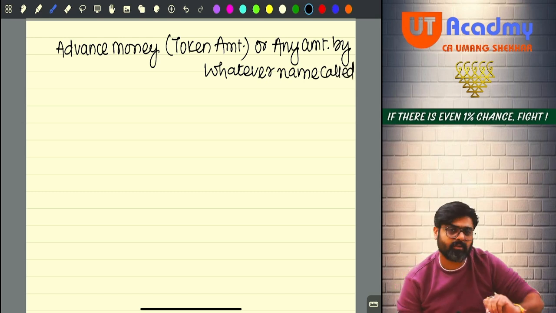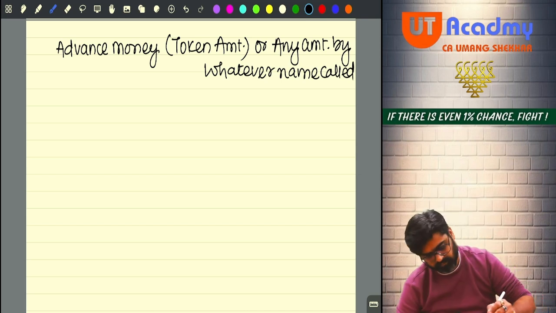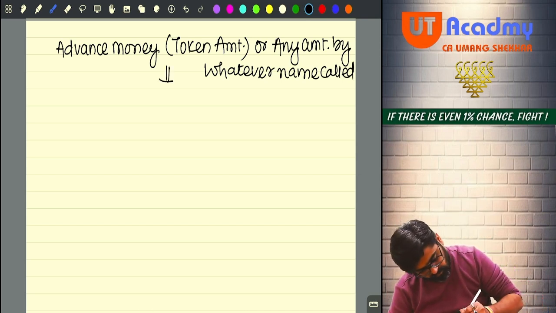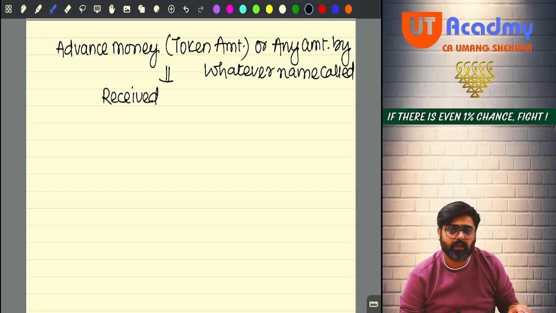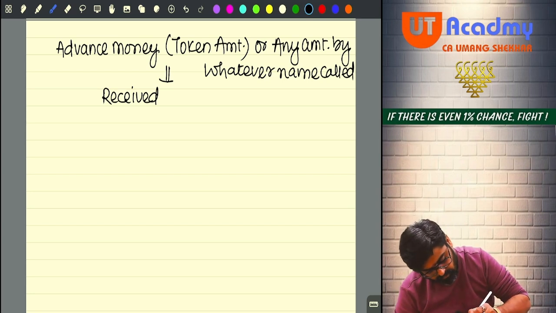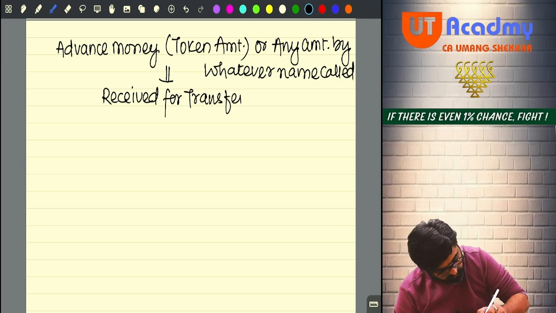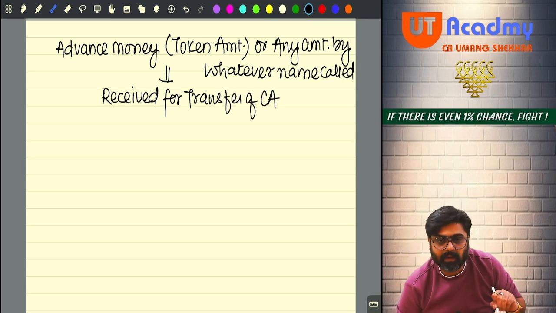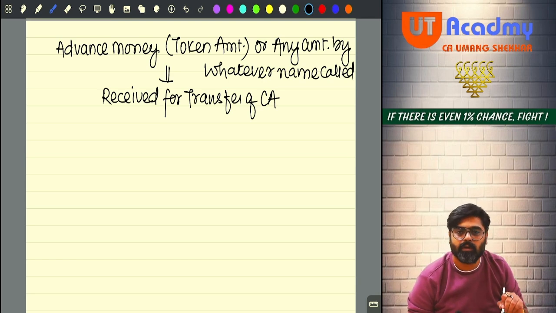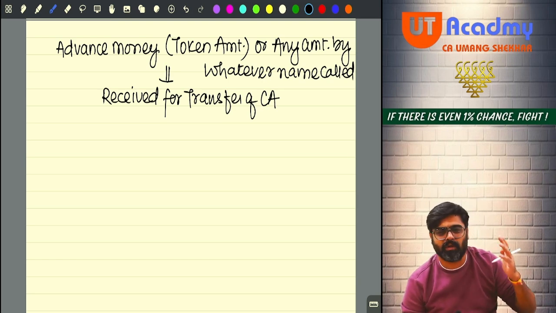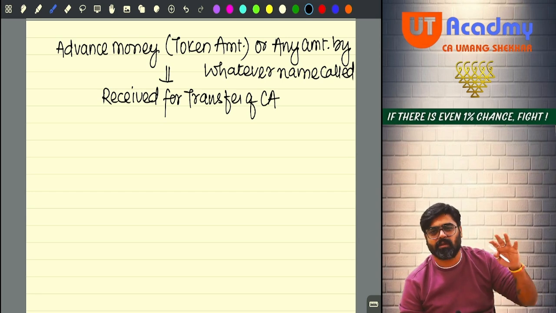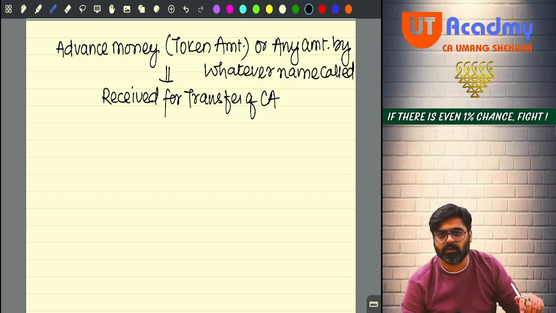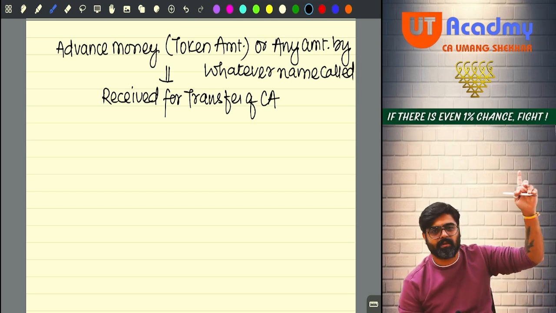Have you heard about advance token money? This was received for transfer of capital asset. You are transferring your capital asset to someone. So you fixed the price that I am selling you the property for 75 lakhs. How much? 75. You are a seller and that party is a buyer.